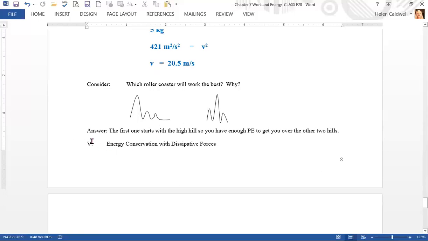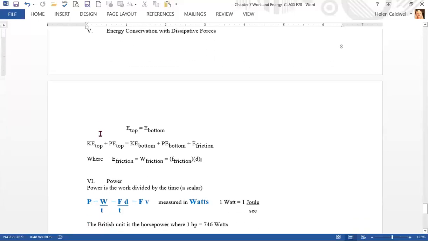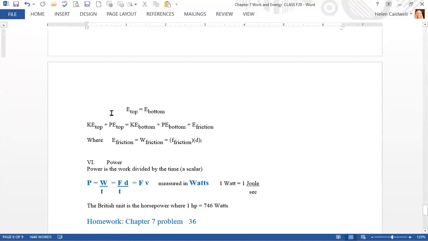So let's look at energy conservation and dissipated forces. So lost energy. So the energy at the top equals the energy at the bottom. So at the top, it would be kinetic plus potential. When you start a problem, you assume you haven't lost any energy yet. So at the top or at the start, there would be 0 dissipated energy. And it's only as you move that you lose some energy. If friction is where you're losing it to, then that's your dissipated energy.